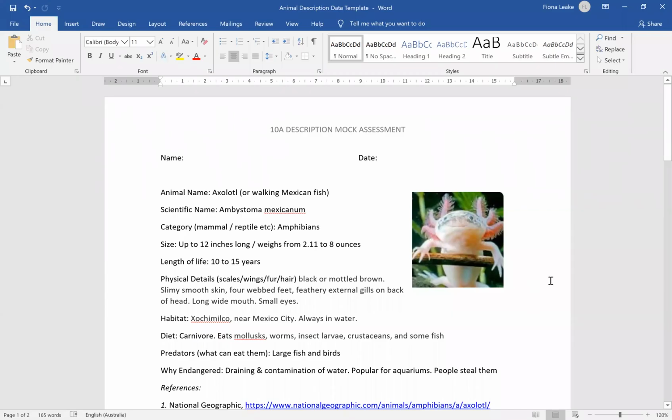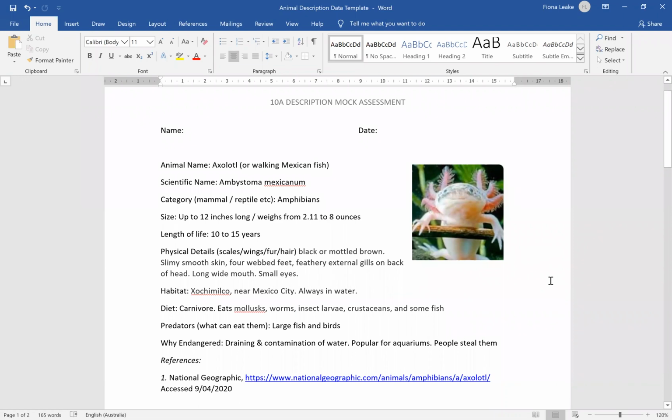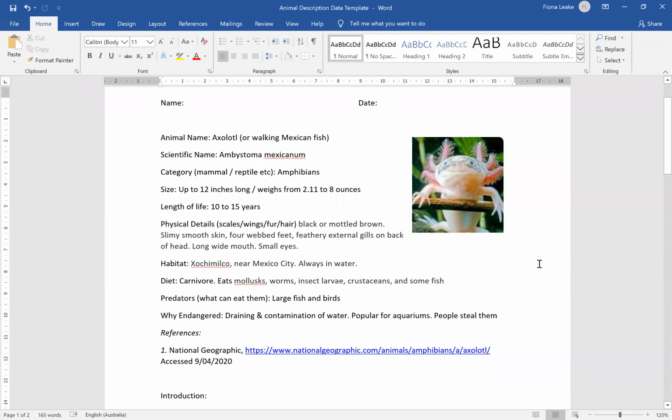Okay, so you should all have this sheet in front of you. This is the 10A description mock assessment. Most importantly, get your name up the top and your date. Next, I'm going to read through this with you so that when I turn off the video, when the video finishes, I want you to go straight into the assessment so that you have 1 full hour.